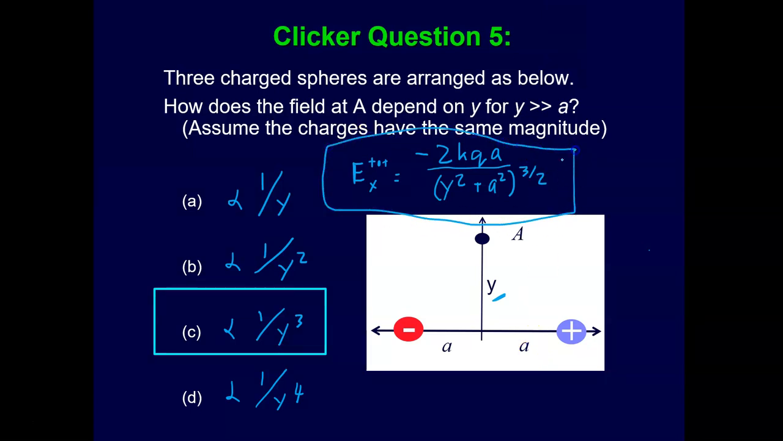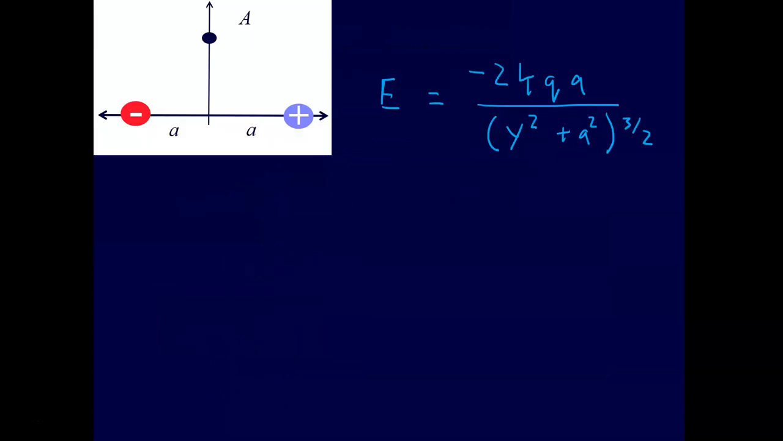Our book does a similar calculation. And then one thing that we like to do, like in this clicker question, is say, okay, these charges are here. How does the field at A depend on y when y is much, much bigger than A? Which is generally how we almost always experience dipoles, because usually we're really far away compared to the distance between the charges. So we want to find out how the field depends on our distance y.